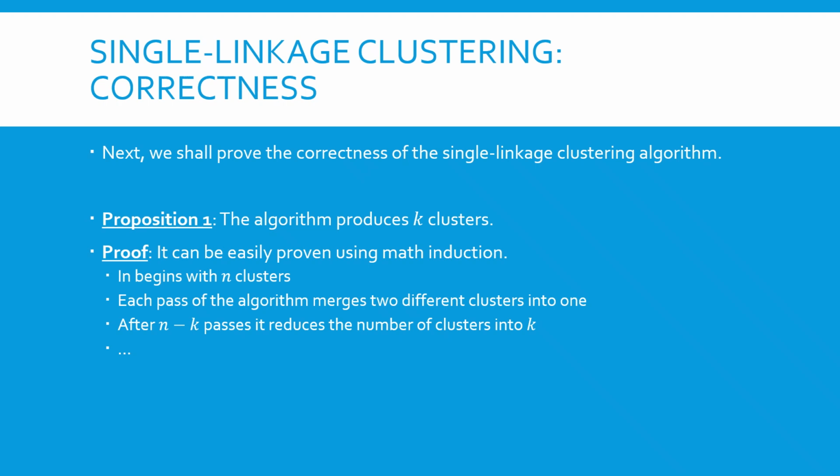We start with n clusters, where each object is its own cluster. In each iteration, we merge two clusters. So, the total number of clusters decreases by 1. After n-k such merges, the number of clusters is reduced from n to k. Therefore, the algorithm indeed produces k clusters.